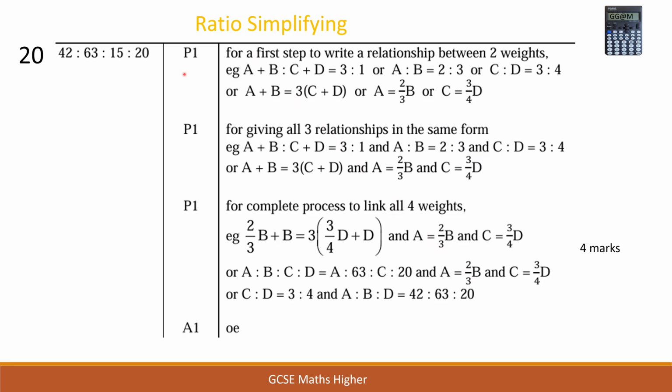P1 is a process mark and A1 is an answer mark. So there are 3 process marks. OE means or equivalent. This is where your method marks were awarded. So make sure you can follow through the mark scheme to know where you've got the 4 marks. If you need more explanation, just comment below.